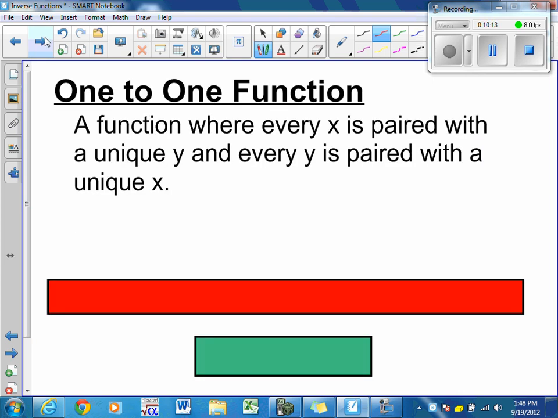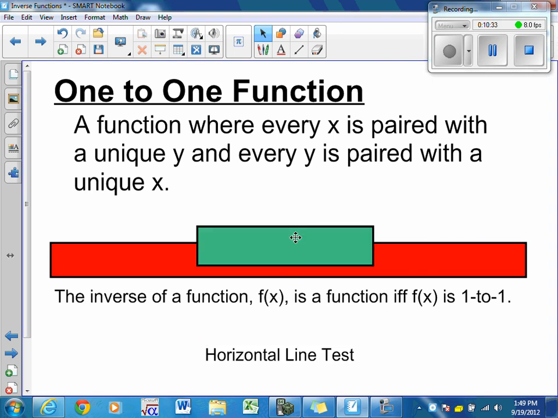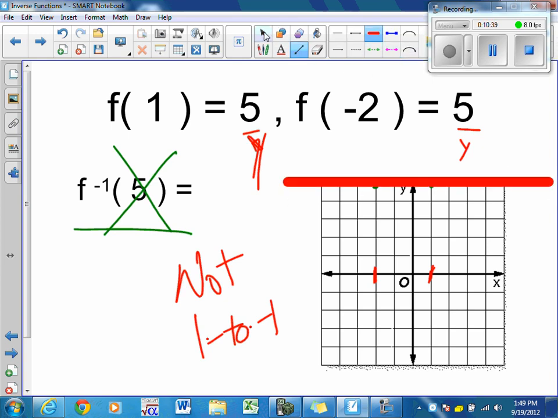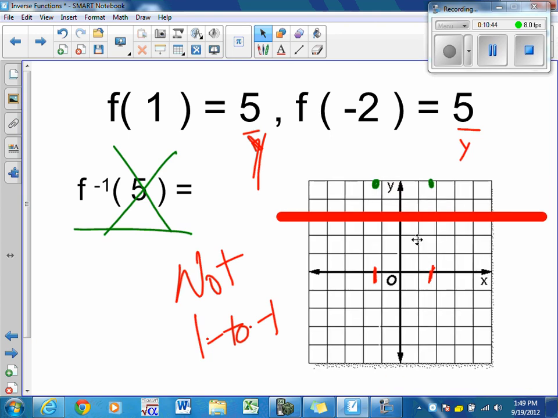In order to find an inverse, we have to have 1-to-1. You have an inverse only if your function's 1-to-1. Easiest way to see that is a horizontal line test. So if you have a graph that doesn't pass a horizontal line test, intersects 2 points at the same spot, not 1-to-1. Okay.